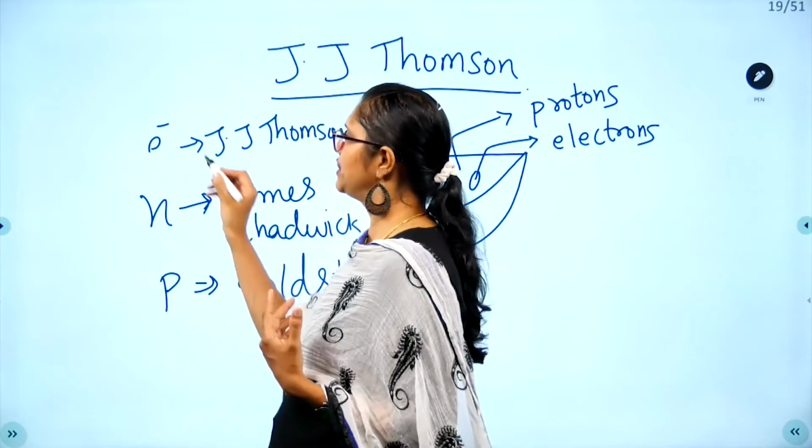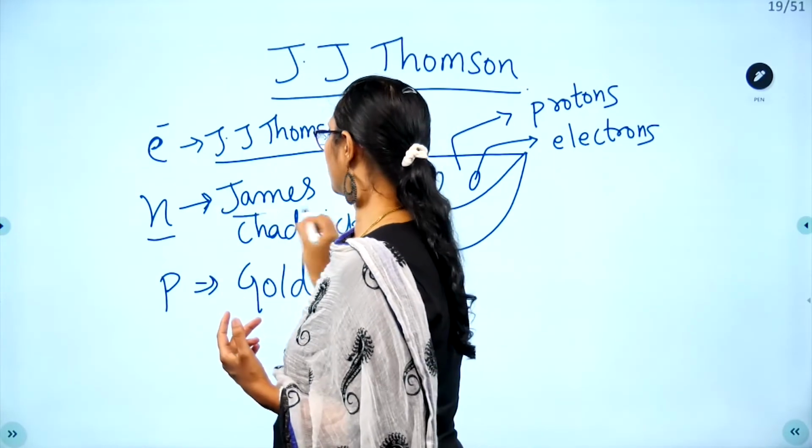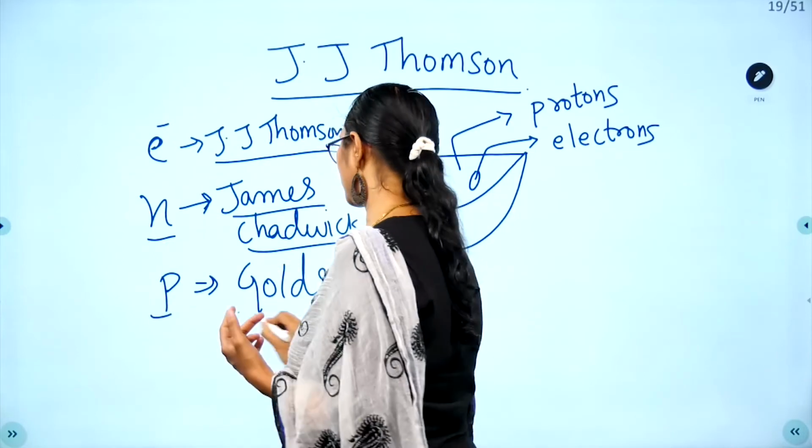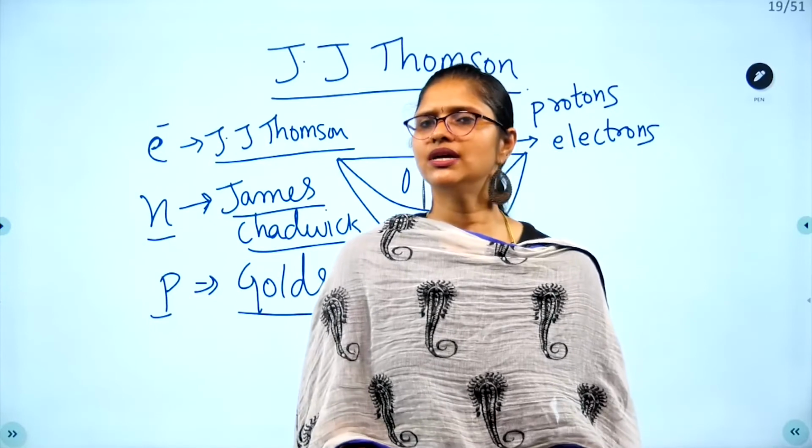Once again I will repeat. Electrons were found by J.J. Thomson, neutrons were found by James Chadwick, protons were found by Goldstein. Any competitive exam can ask this.